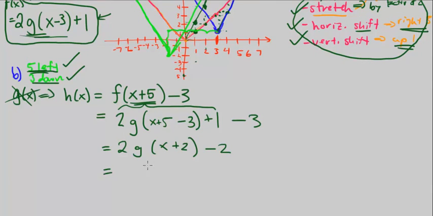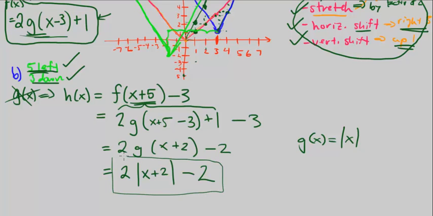We can even write this as the absolute value function. It's going to be 2 g of x. Remember, g of x is our absolute value function. So we could write it as 2 times the absolute value of x plus 2, minus 2. So this is our function that we defined in part B. Part C asks us to verify this all using a calculator.